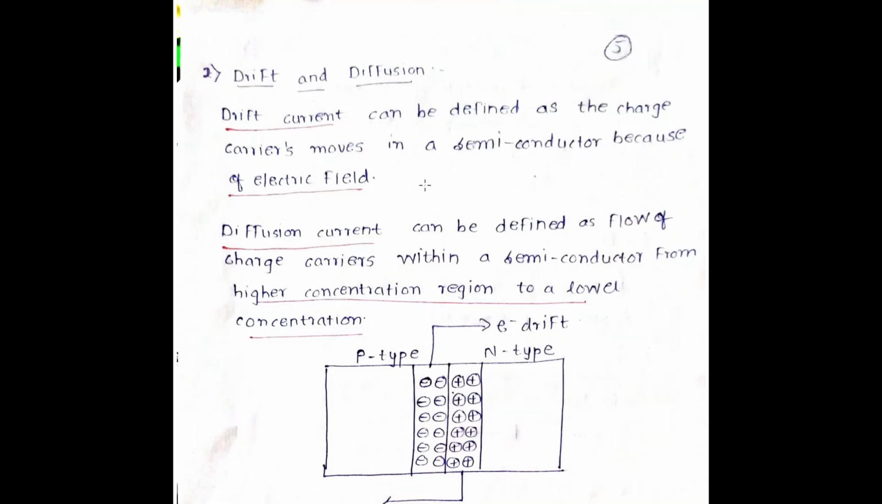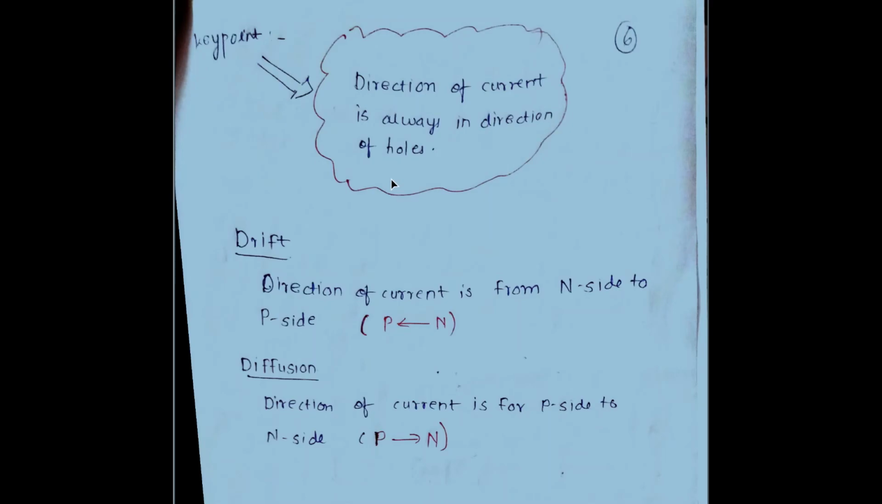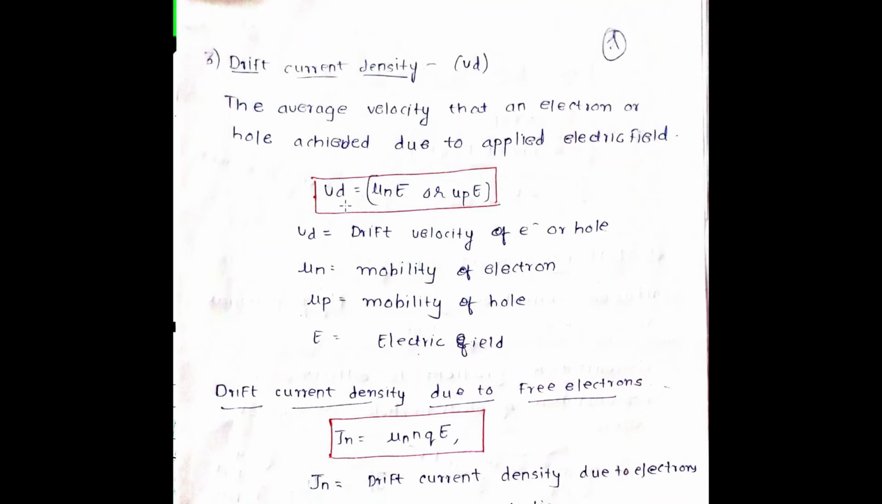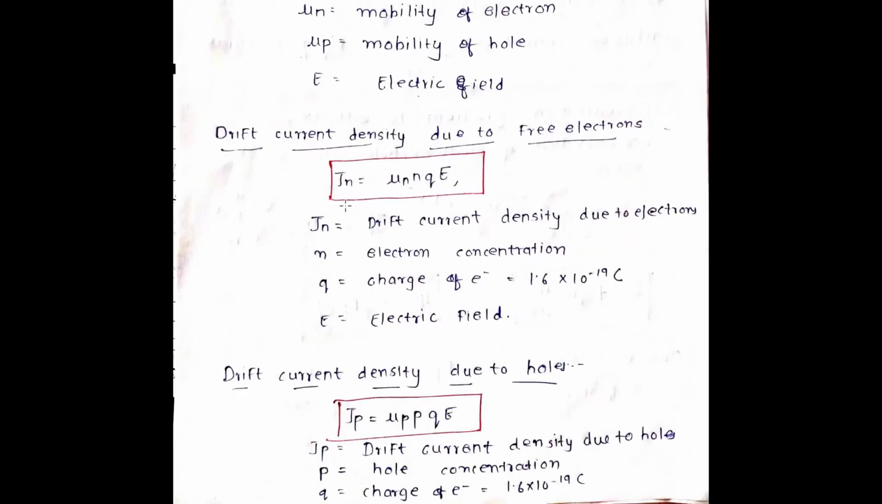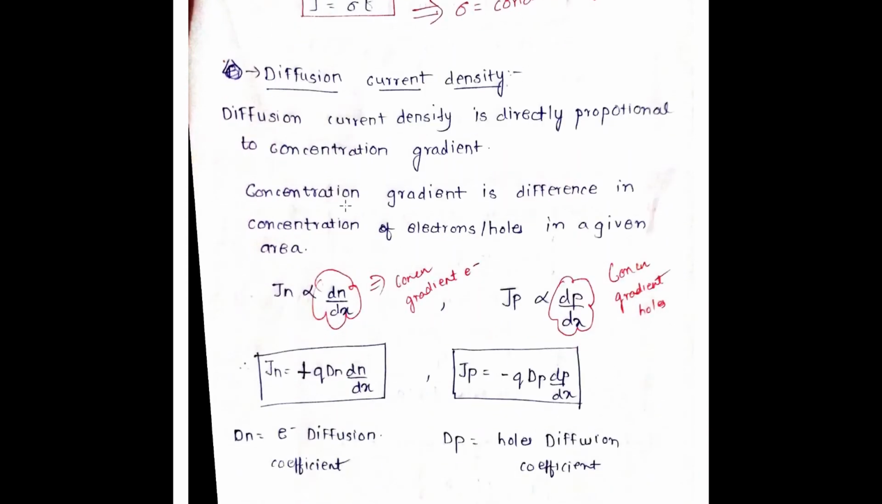These are very important, guys. What do you mean by drift current? What do you mean by diffusion current? Drift current is because of the electric field. Diffusion current is because of the change in carrier concentration from higher to lower. What is the direction of holes and electrons in case of drift and diffusion? What is the ultimate direction of current? What do you mean by drift current velocity? How do you derive the formula for drift current density in case of n type, p type, and the total drift current density is very, very, very important.